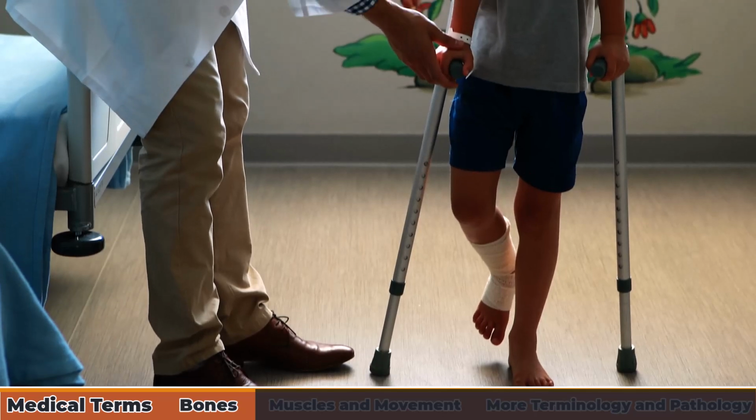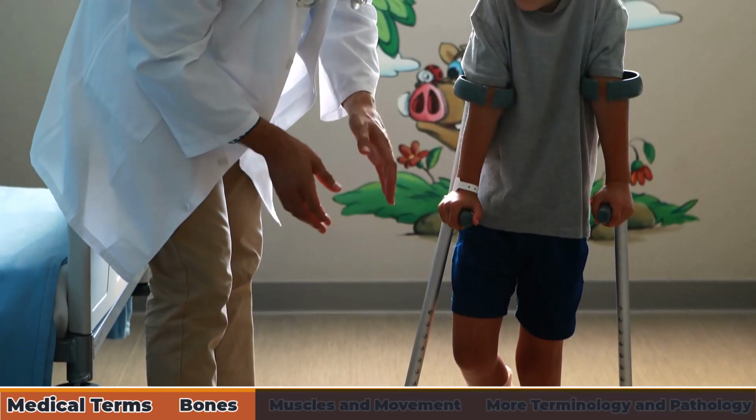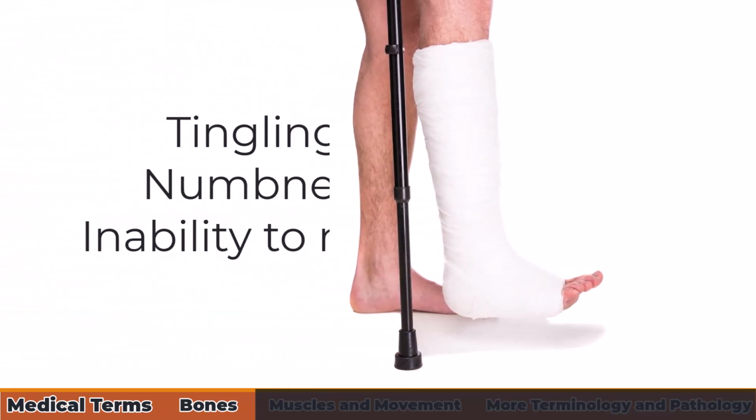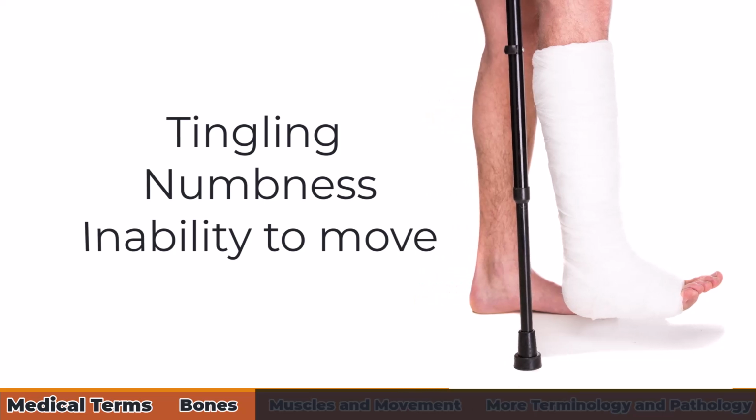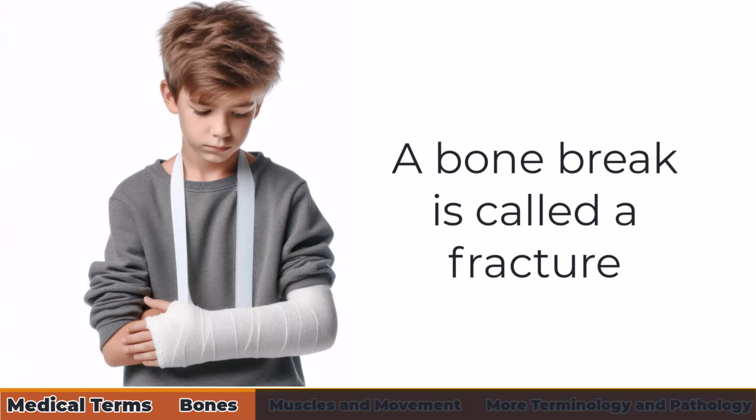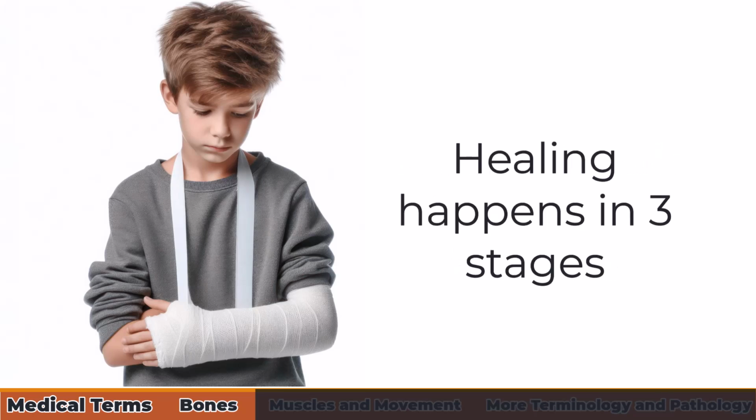Osteoblasts and osteoclasts are the heroes when you break a bone. If you've ever broken your leg, you know the pain that comes along with it. You may have had numbness or inability to move or put weight on it. But what happens on the inside of your body? When a bone breaks, it's called a fracture. The healing process for bones happens in 3 stages.